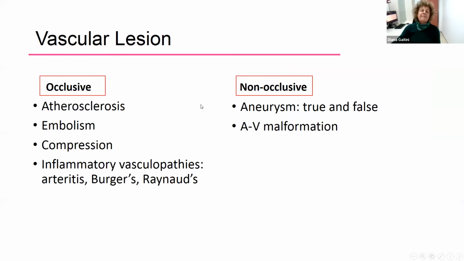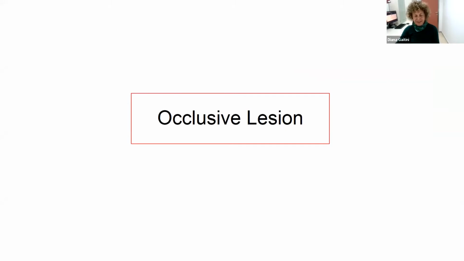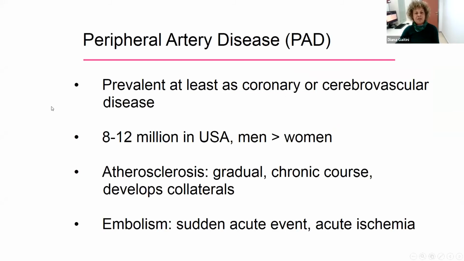Now I will speak about vascular lesions and will divide them into occlusive and non-occlusive. Occlusive due to atherosclerosis, embolism, compression, or any inflammatory vasculopathy. Non-occlusive due to aneurysma, true and false, and AV malformation. Let's start by an occlusive lesion.